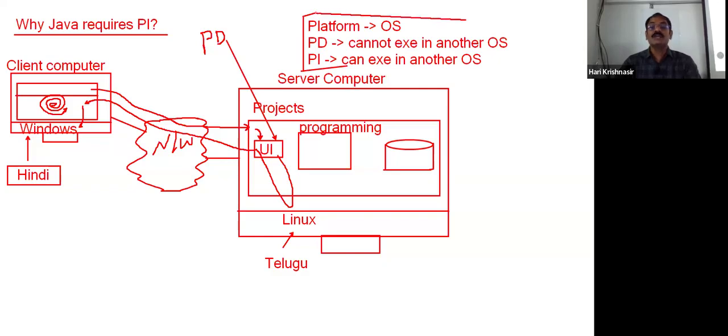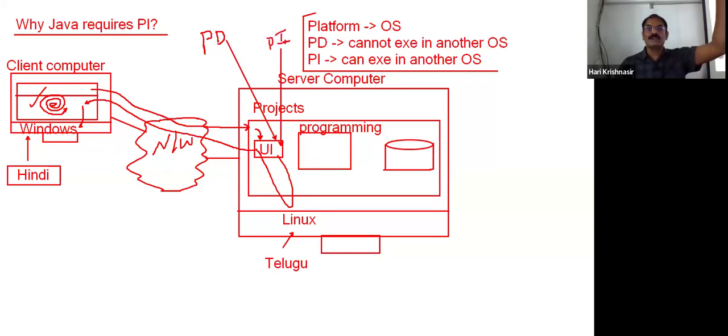So tell me, what is a platform? OS. What is platform dependent? Dependent on one OS, cannot execute in another OS. What is platform independent? Not dependent on OS, can execute in any other operating system. Now, if this UI program is downloaded and executed in another operating system computer, then what is this program called? Platform independent program. Everybody got clarity here?